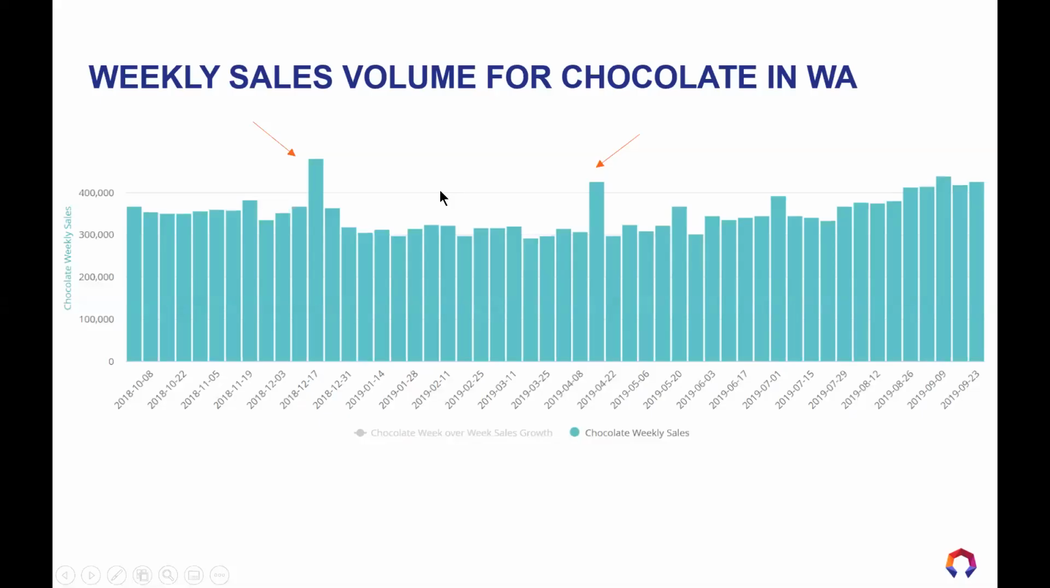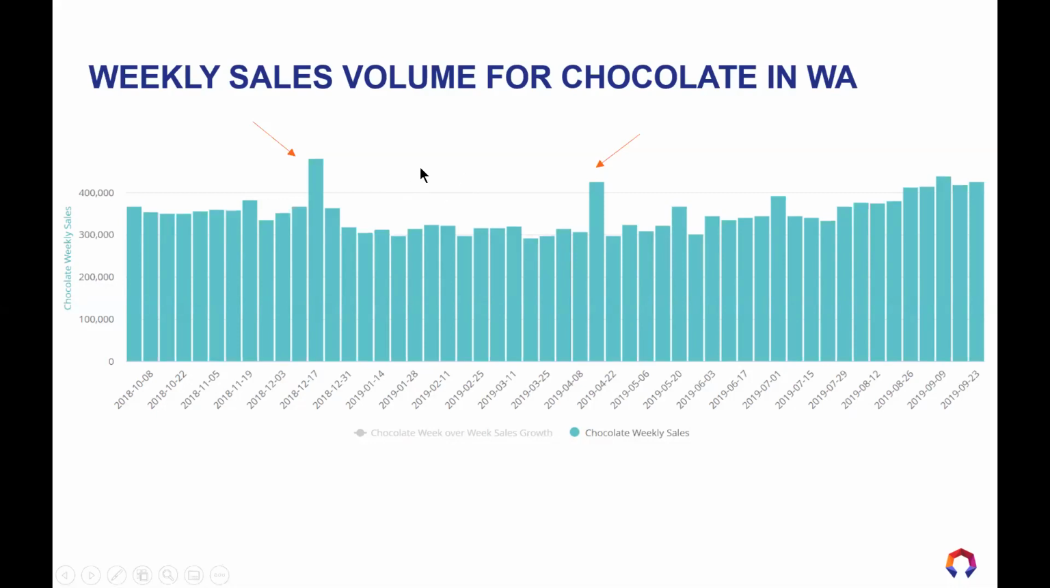Thanks, Evan. What I'd like to do is use our new holiday bump analysis dashboard to take a closer look at important dates, but we're going to keep on chocolate sales in Washington for now. The first thing we need to do is identify those dates that we want to analyze. This graph shows the weekly sales volume for chocolate in Washington over the last year. I've highlighted two clear anomalies in sales: the week before Christmas and the week that includes 420.